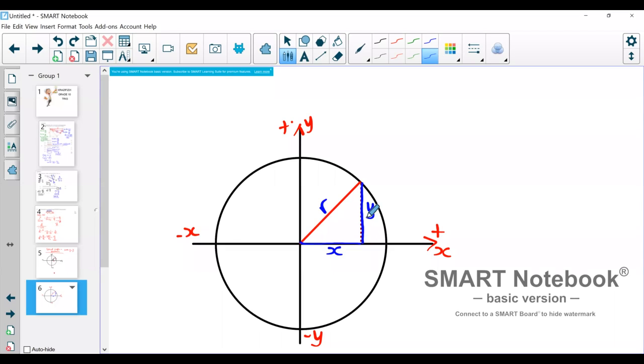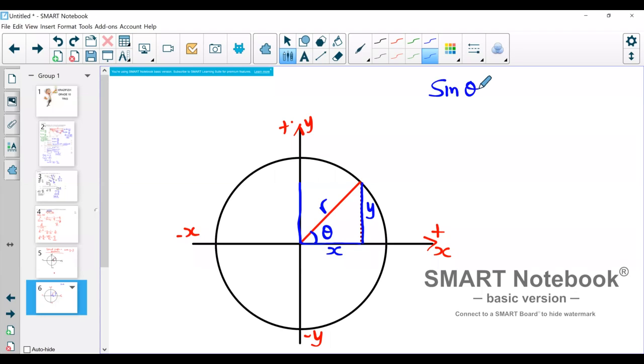Y, it's vertical because it's the side. So it's Y. I hope you are okay now. Now I have my angle here, and we're calling this angle theta. We're just using expressions so far. So what is sine theta?